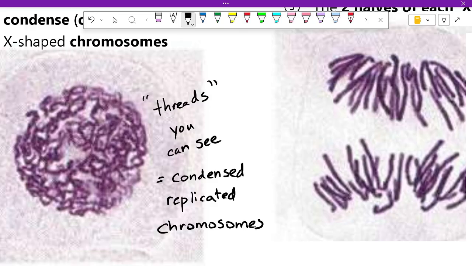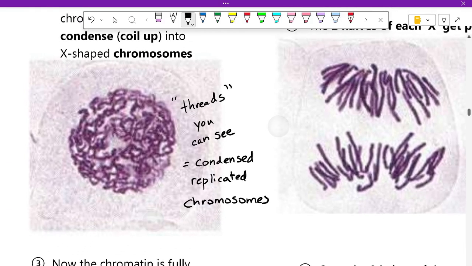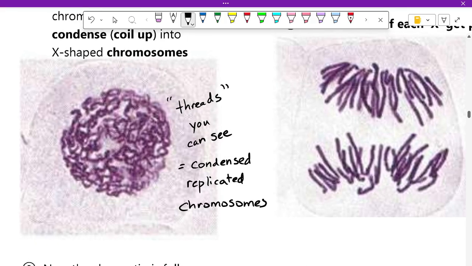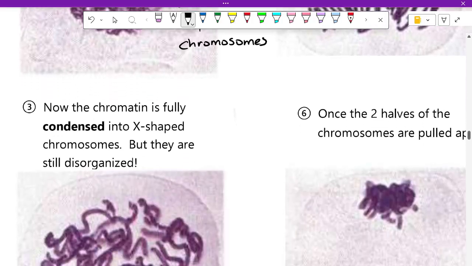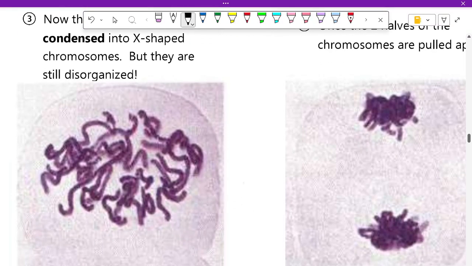But you can't really see individual chromosomes at this point because they're all kind of lying on top of each other. And there's 46 of them, so that's kind of crazy. And now they've finished coiling up.